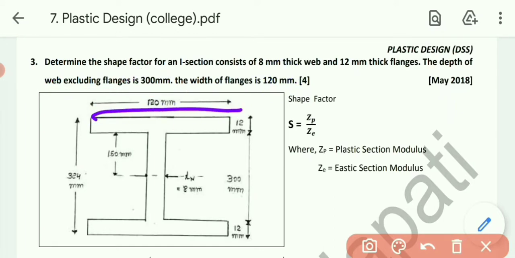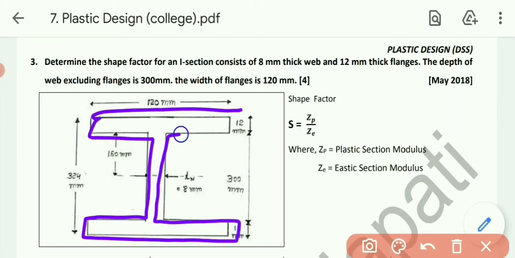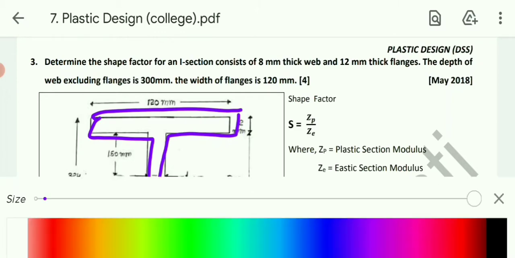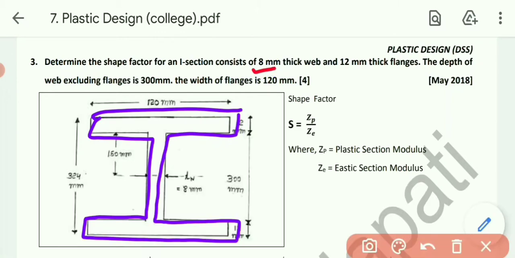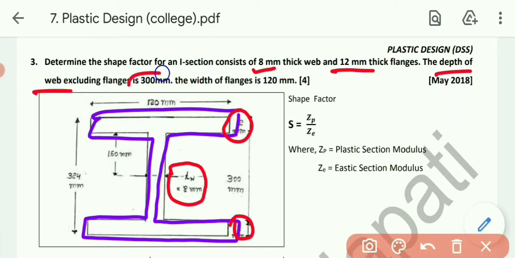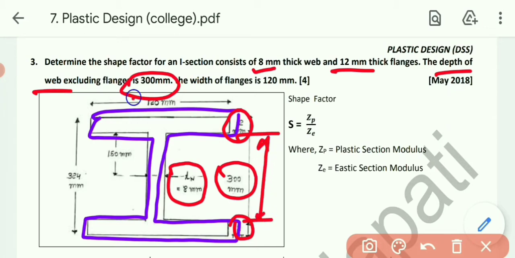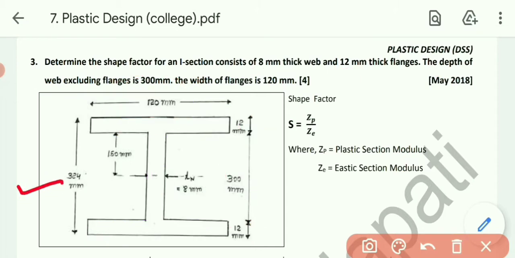Now I section is there, so let's draw the I section first of all. Now talking about dimensions. 8 mm thick web, so thickness of web is 8 mm. 12 mm thick flange, thickness of flange is 12 mm. The depth of the web excluding flange is 300 mm. This one is the depth of web, this dimension. Okay, and width of the flange is 120, and that is we can say over here.